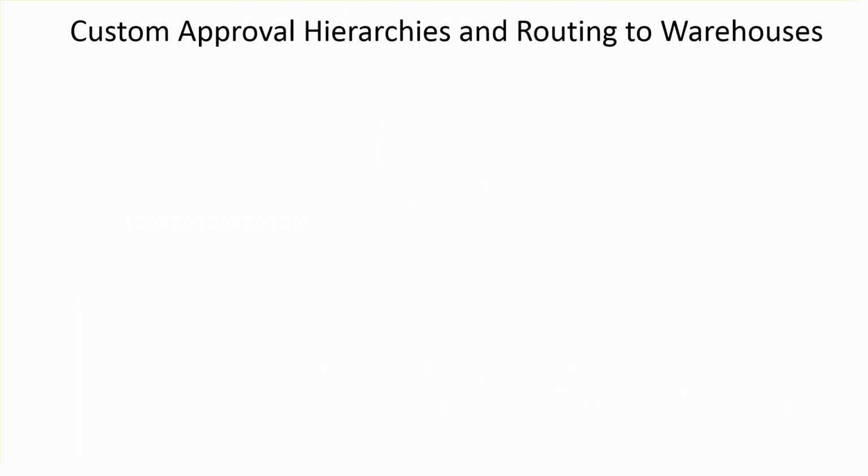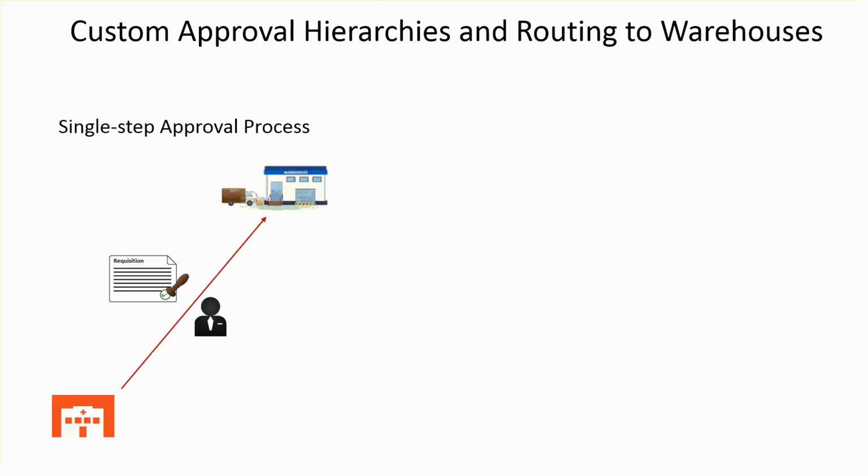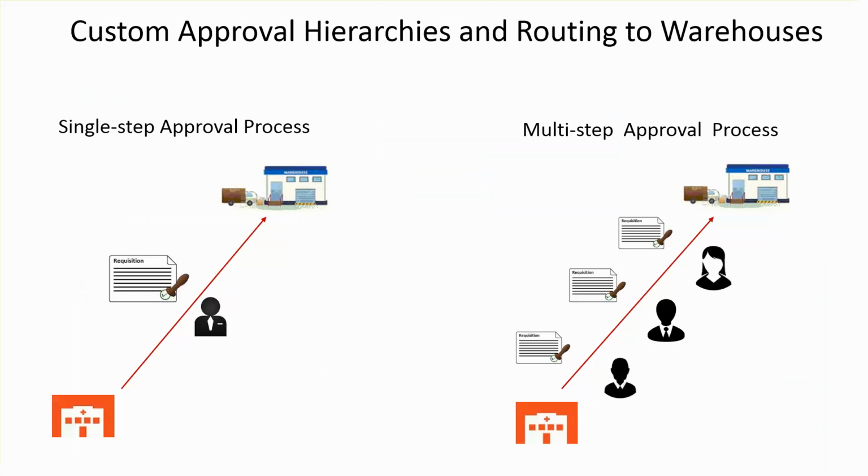OpenLMIS also allows you to customize the review and approval process or reporting hierarchy for requisitions as they come in from the field. It can be a single-step approval process where requisitions come in, get approved, and then go immediately to the supplying depot, or it can be a multi-tier process where multiple individuals with different kinds of medical expertise may review and approve requisitions before they're ready to be packed and shipped.